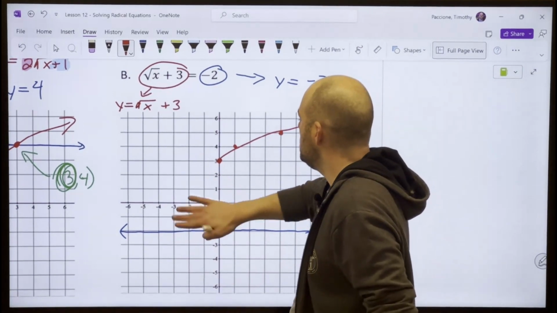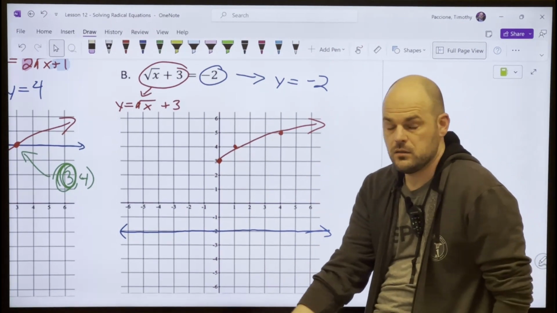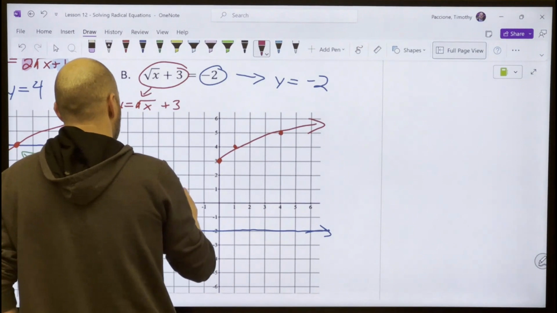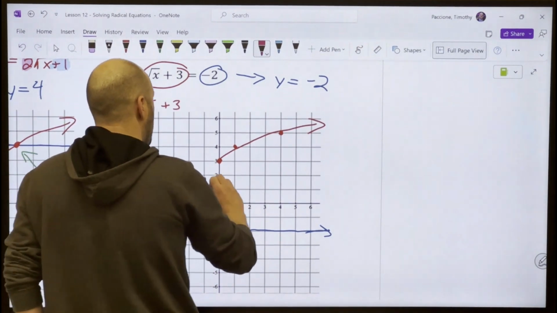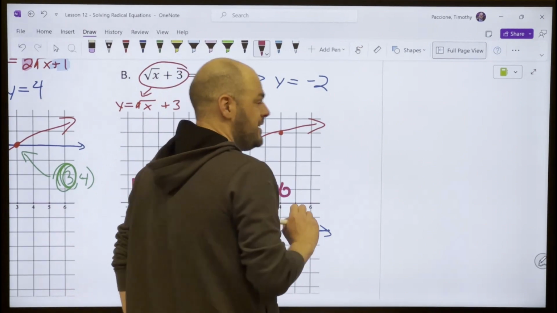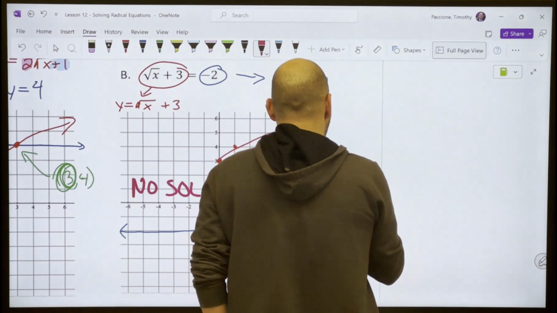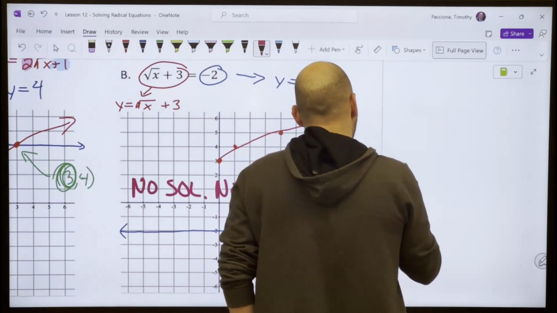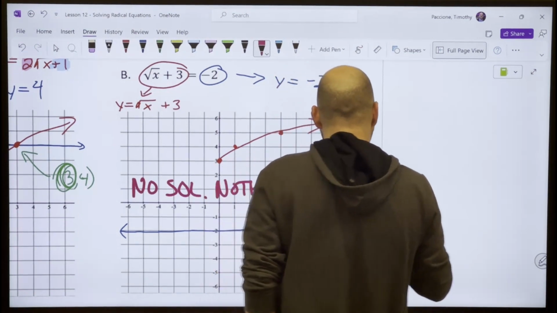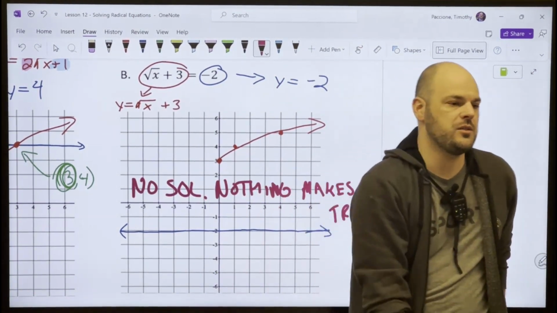What do we find? X does not equal anything. There's no cross, so that means there's no solution. No solution, which means there's nothing that makes it true. It's the reason I hammer that definition. Nothing makes it true. Why on earth would this be the result? Nothing makes this true from that equation.